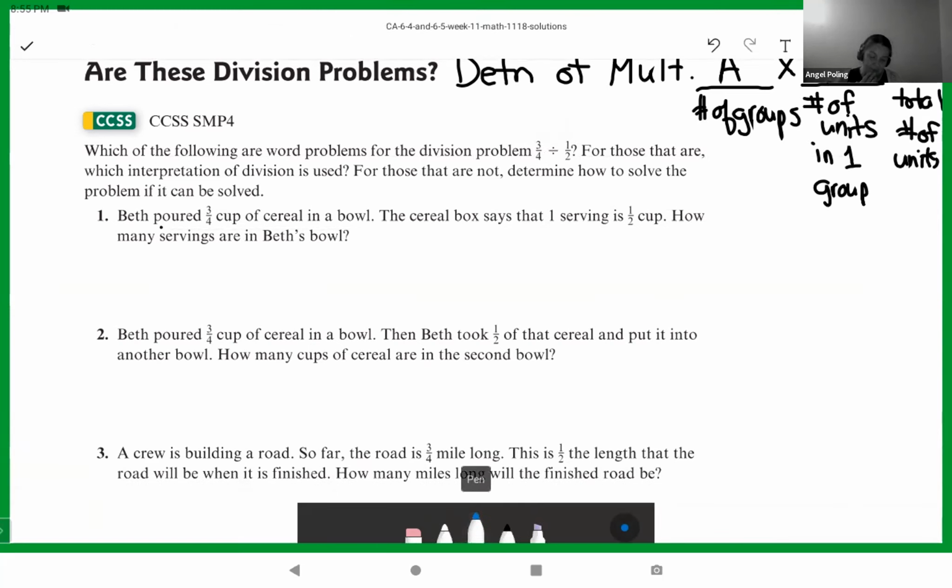Okay, so Beth poured 3/4 cup of cereal in a bowl. The box says that one serving is 1/2 cup. How many servings are in Beth's bowl? All right, so we have number of groups times number of units in one group equaling total number of units. We definitely have that 1/2 cup is in one serving. So 1/2 cup per serving.